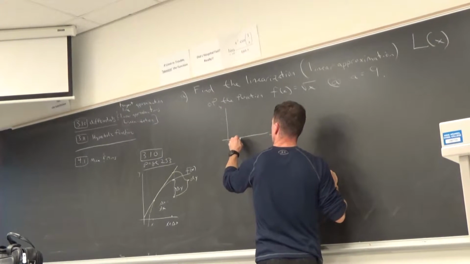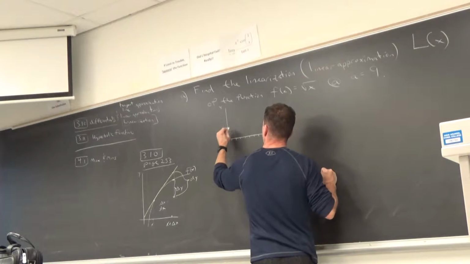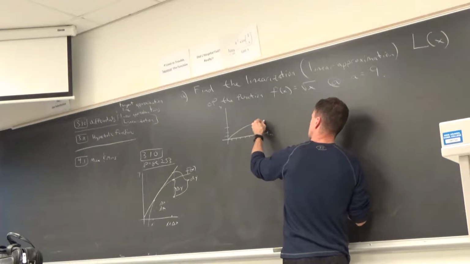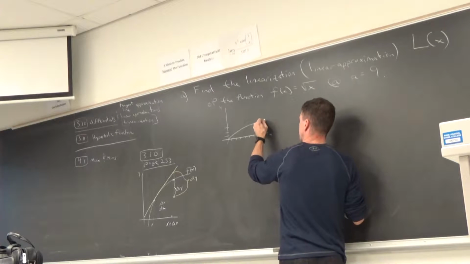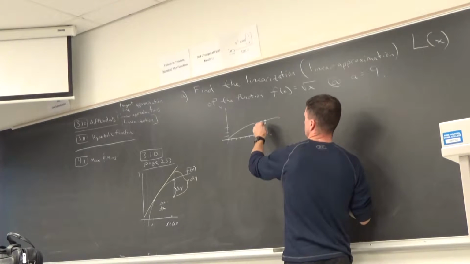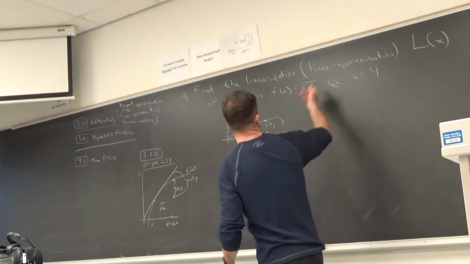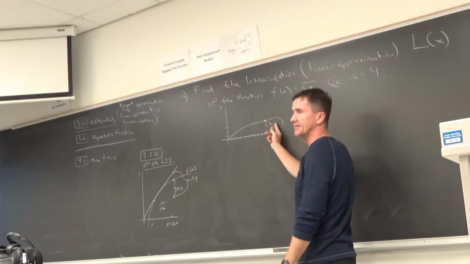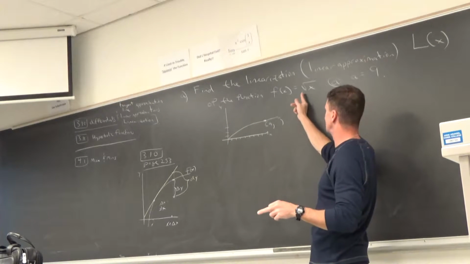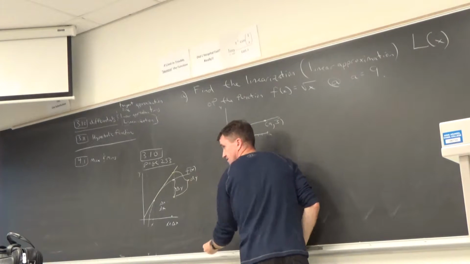So 1, 2, 3, 4, 5, 6, 7, 8, 9. But how high will it get at 9? 3. So I'll just go like that. That curve keeps going. And that's the point (9, 3). Look, they told me 9, but I'd like to know the y value. So I'm going to take the 9 and substitute it into the original function. Square root of 9 is 3. And then you and I are going to find this yellow line.